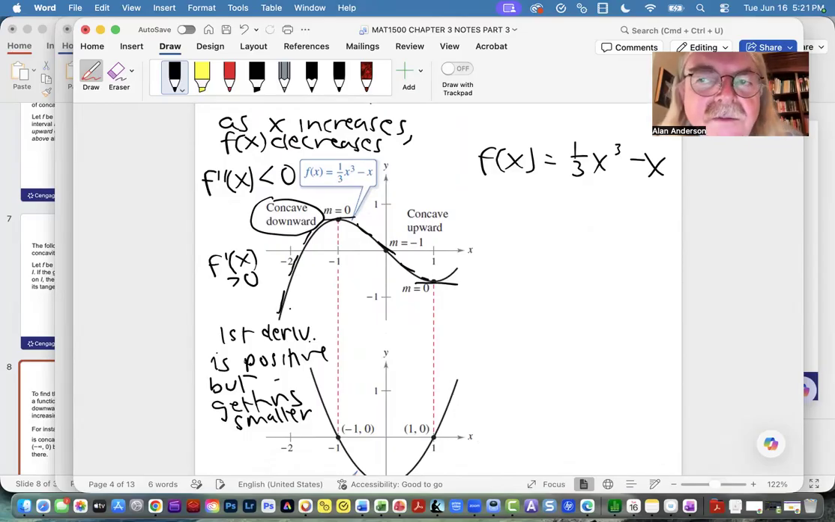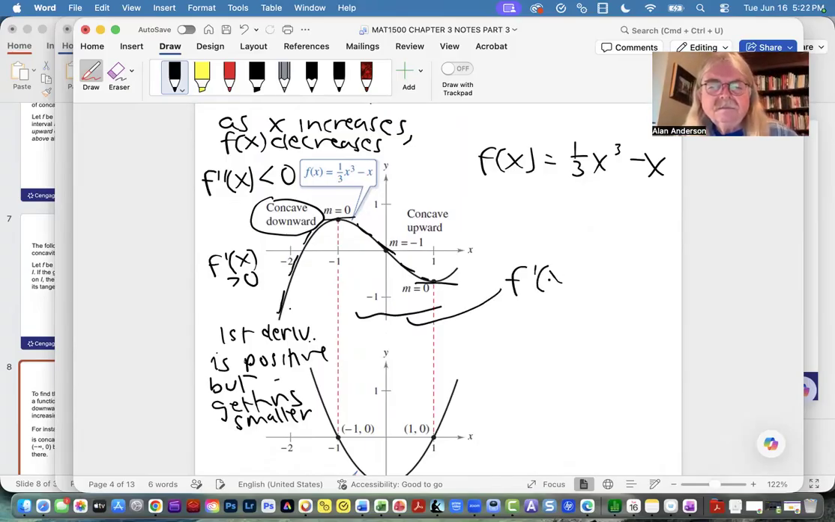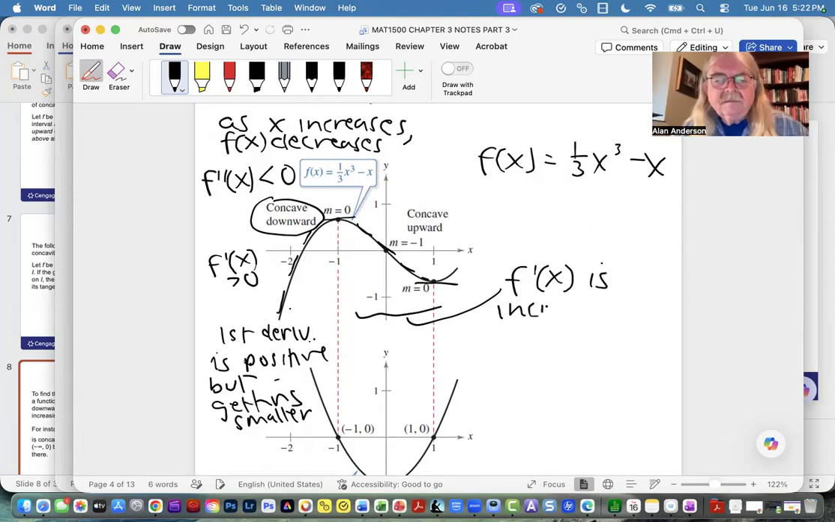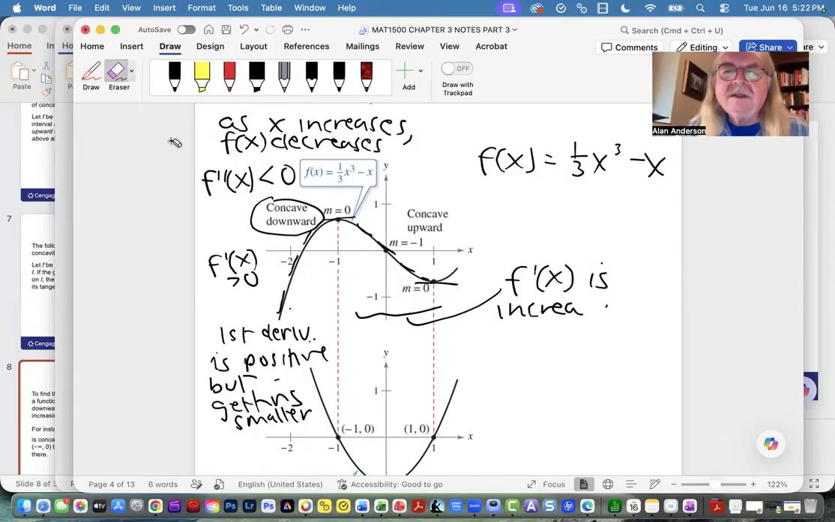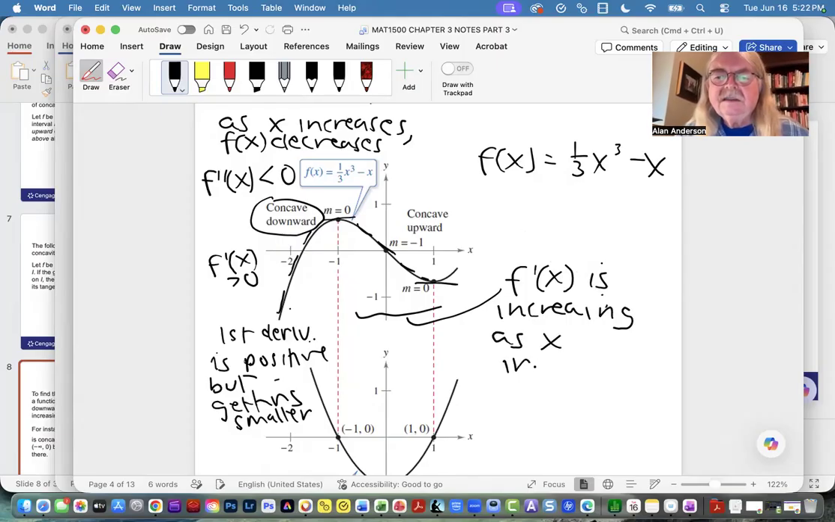But then all of a sudden, we hit this peak here. And now, even though these slopes are negative, they're getting less negative as we move to the right, and eventually they become zero. So in this range here, f prime of x is increasing, although it's negative. Now it's becoming less negative as x increases, which implies the second derivative is positive, which in turn means concave up.